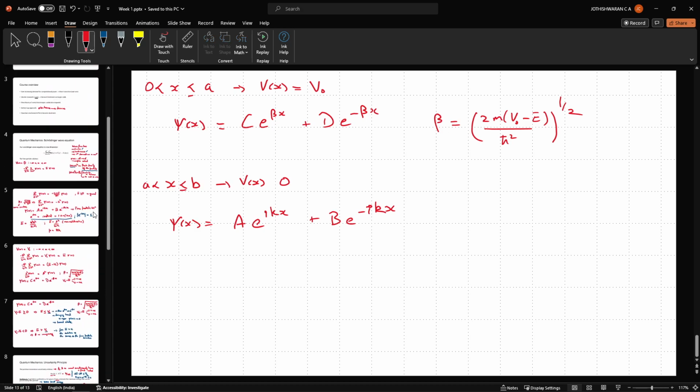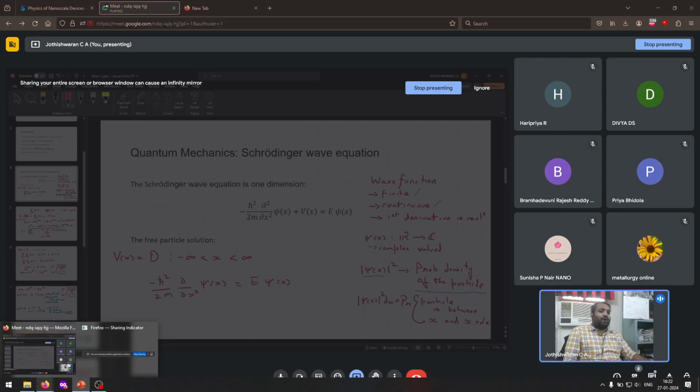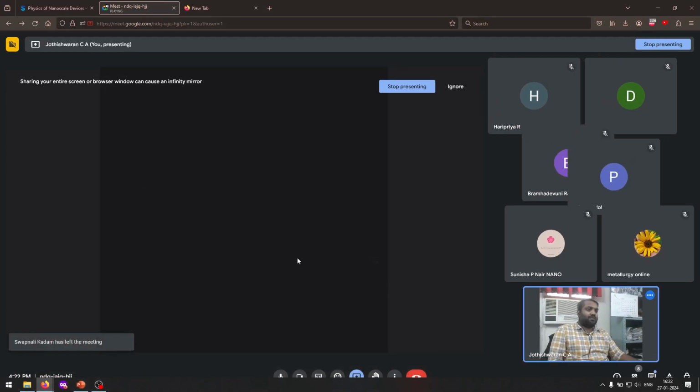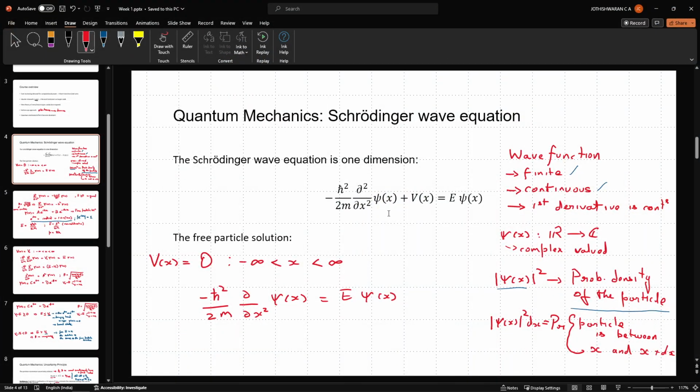We go back and apply these two conditions. So this is where the first derivative is continuous. The property will be applied, because first we will say that the wave function should be continuous. Therefore, we will have, there are two boundaries.